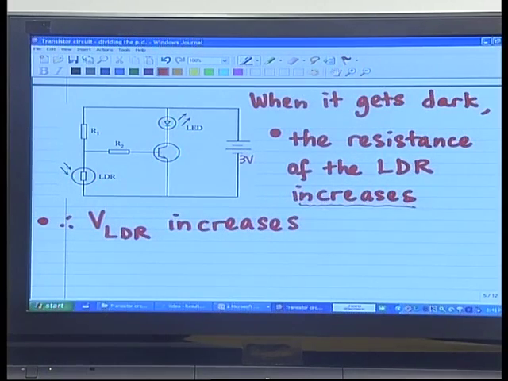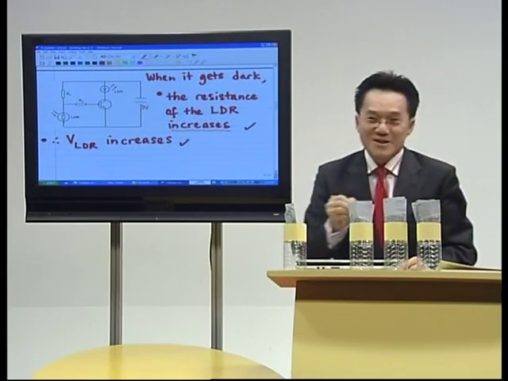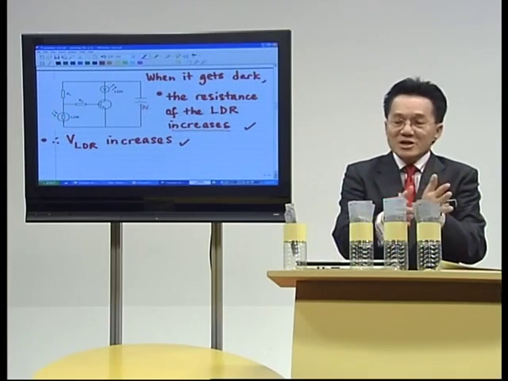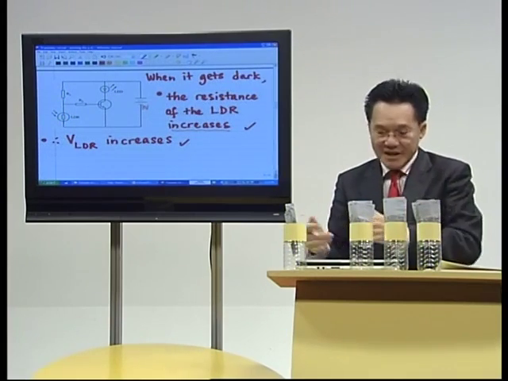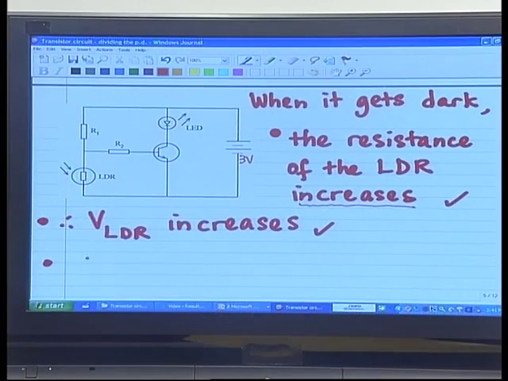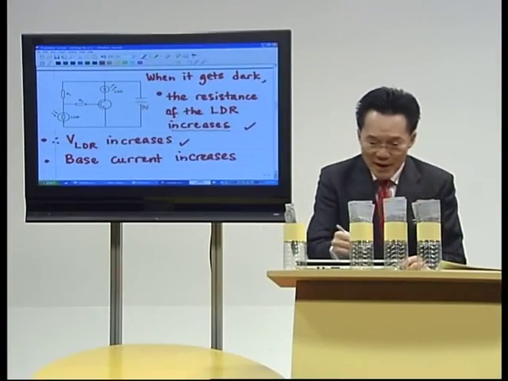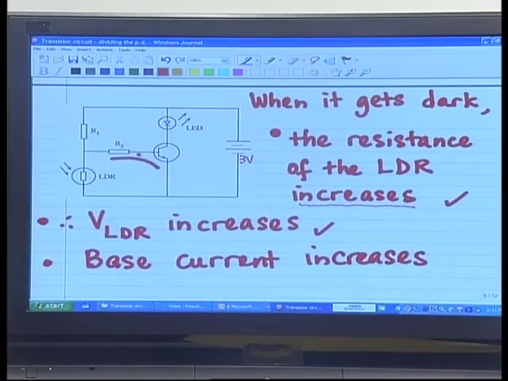Second point, which means that I get 1 mark here, I get 1 mark here. Okay, wonderful, very simple. 2 more marks to go. So when the potential difference across the LDR increases, we say that the base current increases. Alright, the base current increases. This will be the third point that we are trying to say.